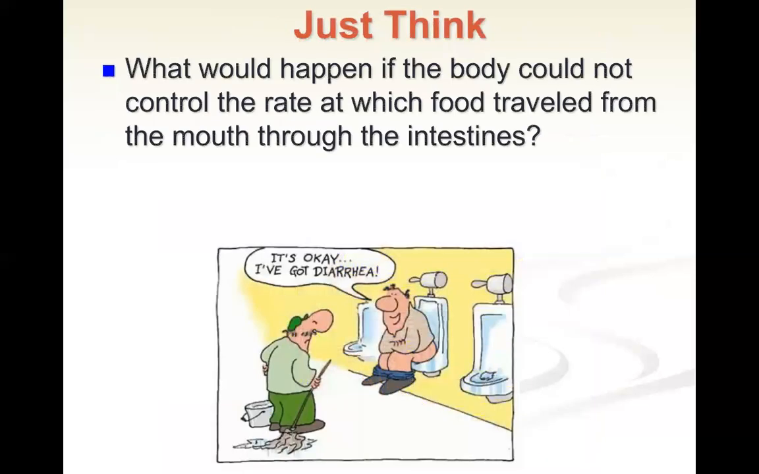All right. What would happen if the body could not control the rate at which food traveled from the mouth through the intestines? Well, you can kind of see what might happen in this little cartoon here. But in addition to food flowing too quickly, not being absorbed, causing diarrhea, you wouldn't be able to get the nutrients and get the energy from food because you wouldn't have time for nutrients to pass across the cells.